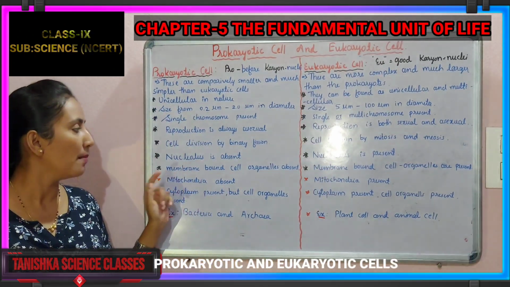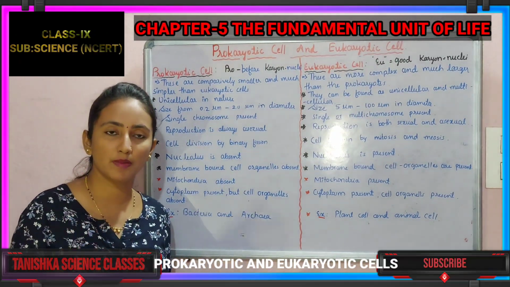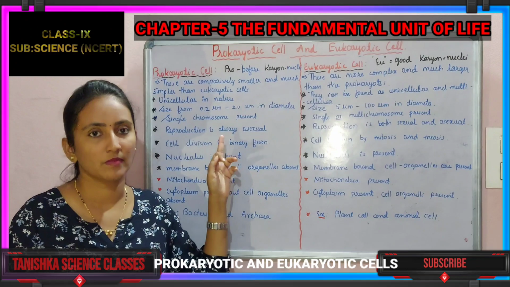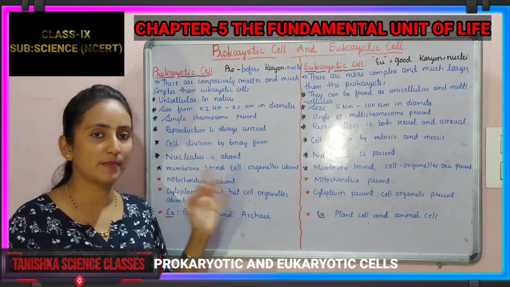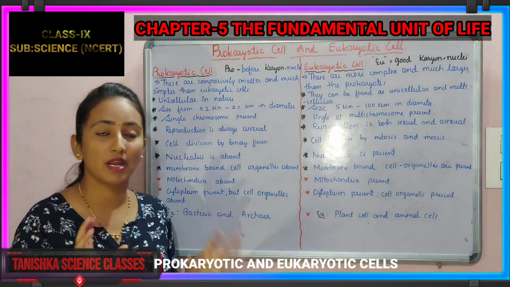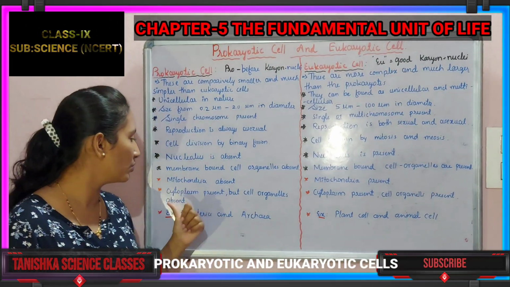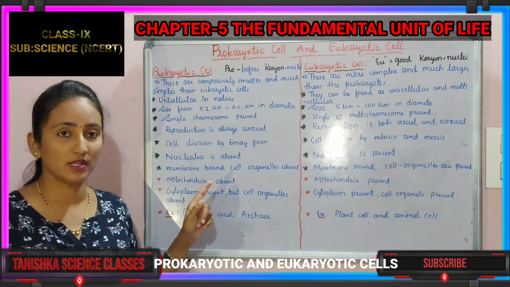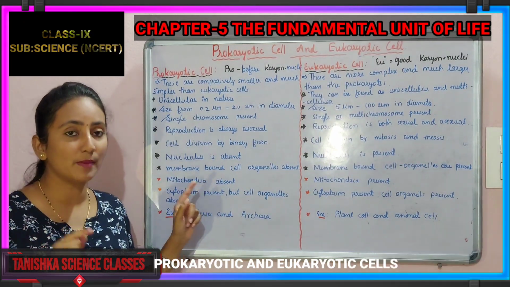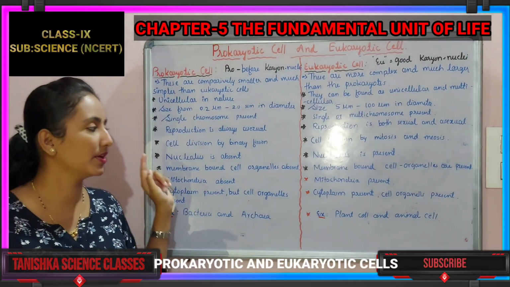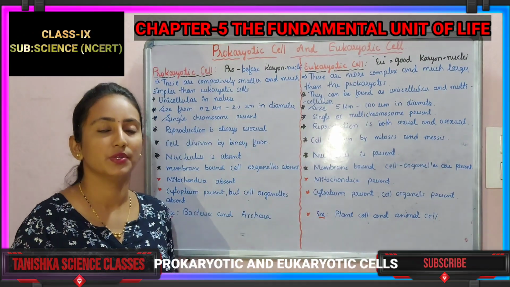Next, membrane bound cell organelles are absent. Whichever cell organelles are bounded by membranes are absent in the prokaryotic cell. Here, membrane bound organelles are present in the eukaryotes. Next, the mitochondria is absent because it is a membrane bonded organelle. It is absent in the prokaryote and it is present in the eukaryotes.